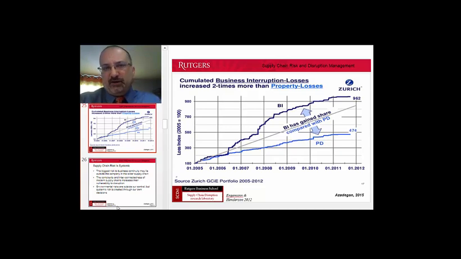Business interruption is when we don't have a source of income. And you can see how business interruption has gained significantly more share from 2005 to 2012 in this result. So the reason why Zurich is interested in reporting these, of course, is they're looking into offering business interruption insurance.